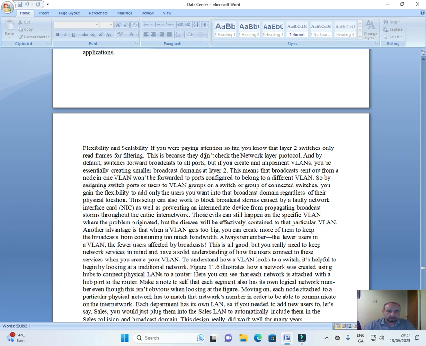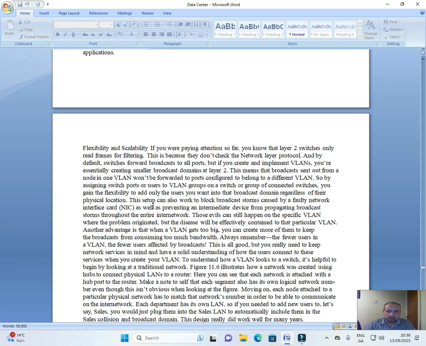Flexibility and scalability. If you are paying attention so far, you know that layer 2 switches only read frames for filtering. This is because they don't check the network layer protocol, and by default switches forward broadcasts to all ports. But if you create and implement VLANs, you're essentially creating smaller broadcast domains at layer 2. This means that broadcasts sent out from a node in one VLAN won't be forwarded to ports configured to belong to a different VLAN. So by assigning switch ports or users to VLAN groups on a switch or a group of connected switches, you gain the flexibility to add only users you want into that broadcast domain regardless of their physical location.